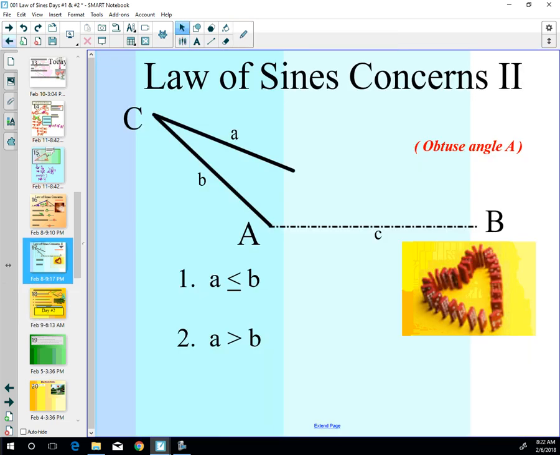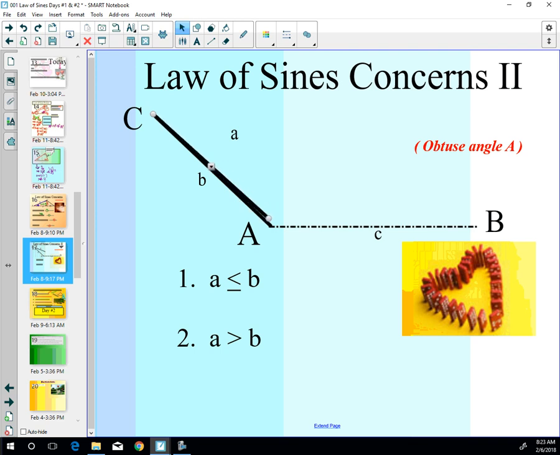Let's say the angle A was bigger than 90. We call it obtuse. If it's bigger than 90, what's going to happen is that there's really 2 possibilities. If this is bigger than 90 and A is equal to B or shorter than B, how many solutions are there if A is shorter than B or even equal to B? Is there one?